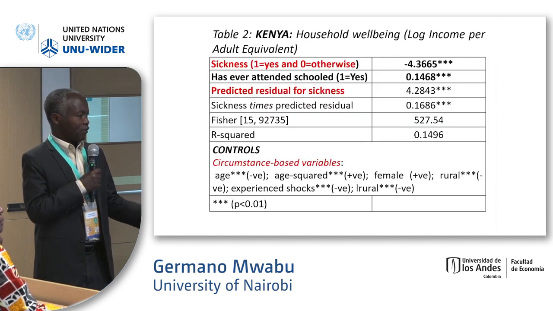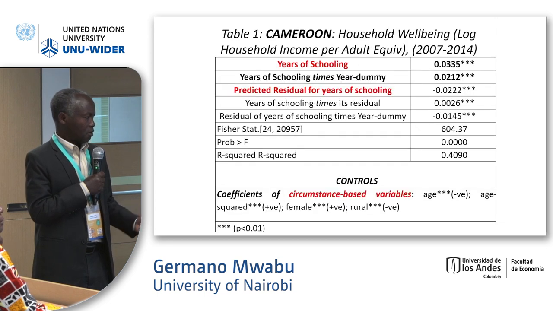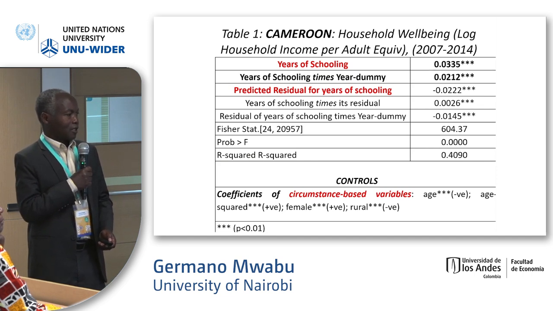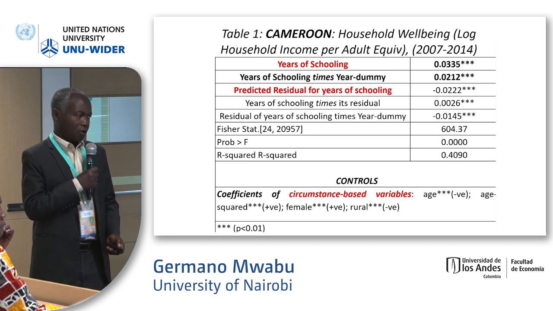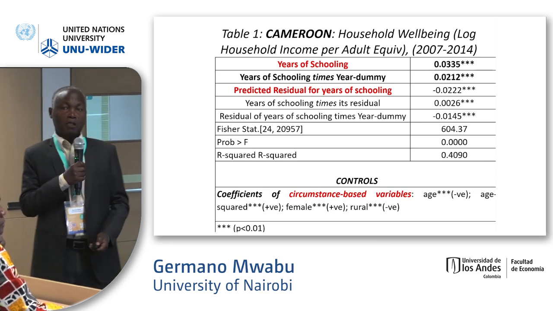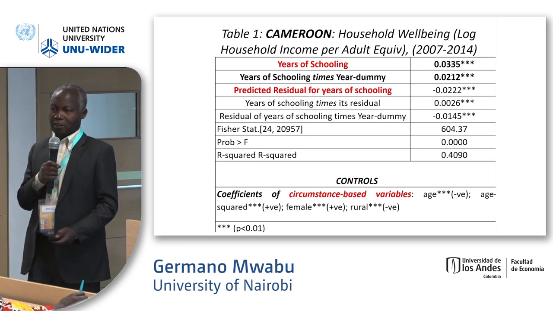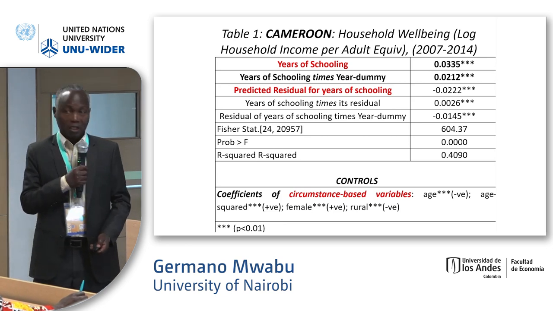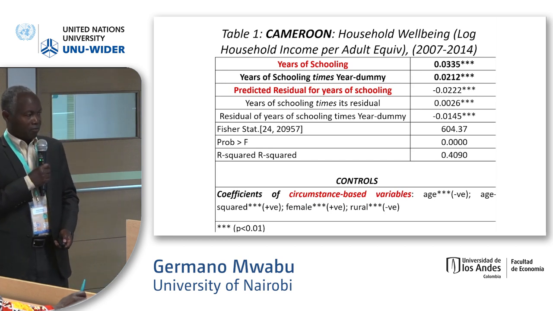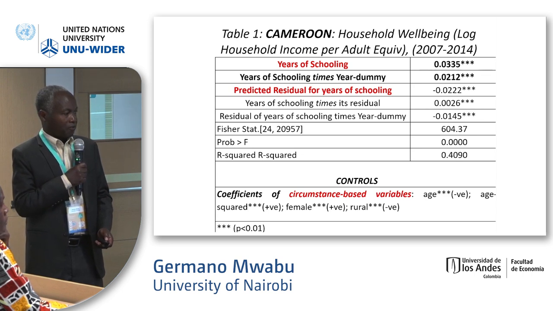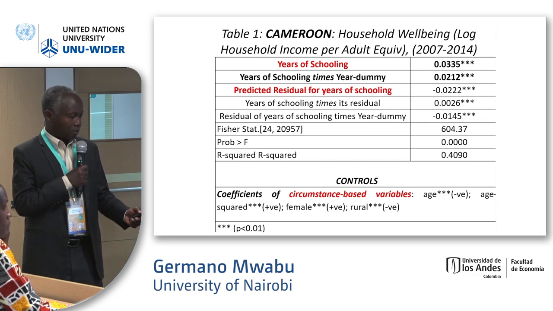But then the circumstance variables here, which are age, in this case, the effect is U-shaped, and female headed households, contrary to what we might think, have higher incomes than male headed households. That probably has to do with the fact that females who are head of households have other attributes that we don't see, like they may be better educated, they might have other attributes that contribute positively towards income. So that's the main point there.